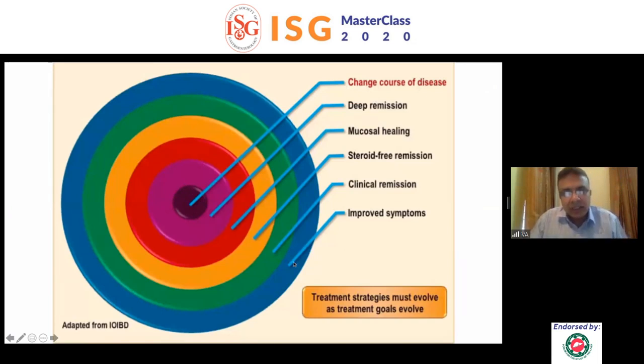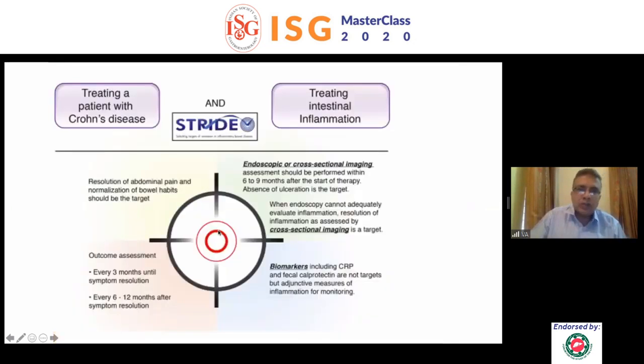So when you say treat the target, which target are you going to treat? Obviously right now the target you're treating is more of mucosal healing, although some clinical trials have started treating the target of mucosal plus histological healing. And that is where we have the STRIDE consensus, which is selecting therapeutic targets in inflammatory bowel disease. If you're going to treat a patient with Crohn's disease, you're going to treat intestinal inflammation. So you're going to look at resolution of abdominal pain, and at outcome assessment every 3 months, or every 6 to 12 months after symptom resolution.